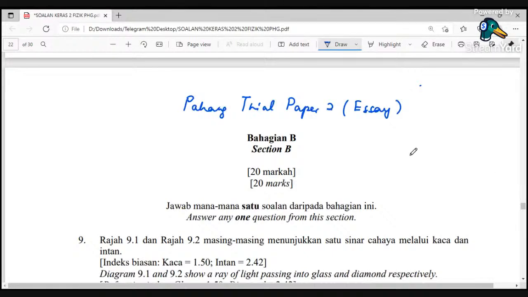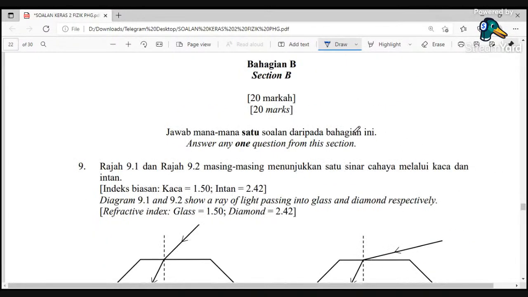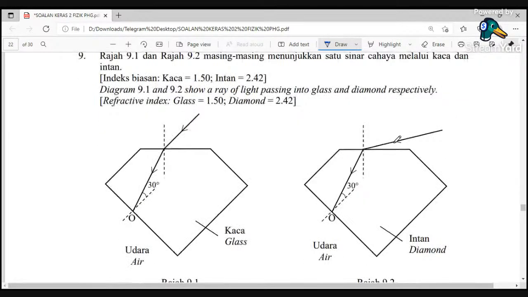Okay, look at section B, 20 marks. As usual, answer one question from this section. Number 9.